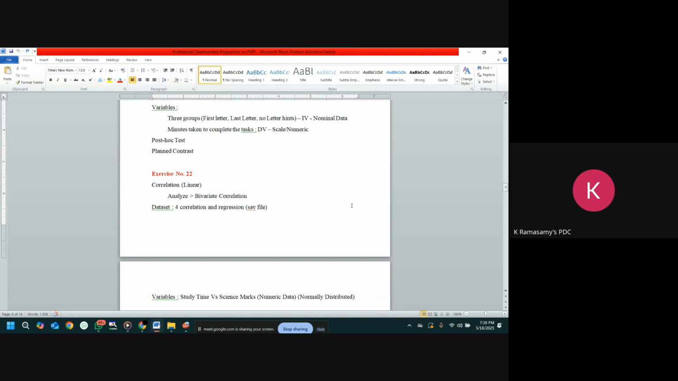See, your salary, your savings, whether is there any correlation between your savings and your salary? If your salary is getting more, if you are getting more and more pay, savings also will be more and more. If you are getting less and less pay, savings also will be less and less. So there will be a positive correlation between these 2 variables.